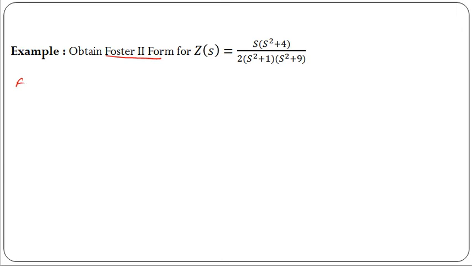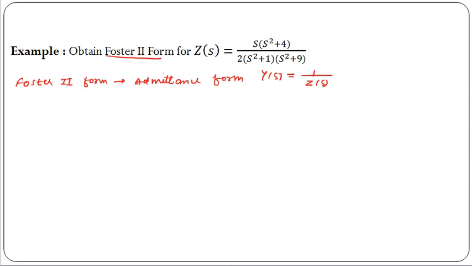We know that in the Foster second form it is also known as admittance form. So we need Y(s). So first of all we have to calculate Y(s). तो यहाँ पे हमें Z(s), that is impedance का एक एक्सप्रेशन गिवन है. So now we will calculate Y(s).